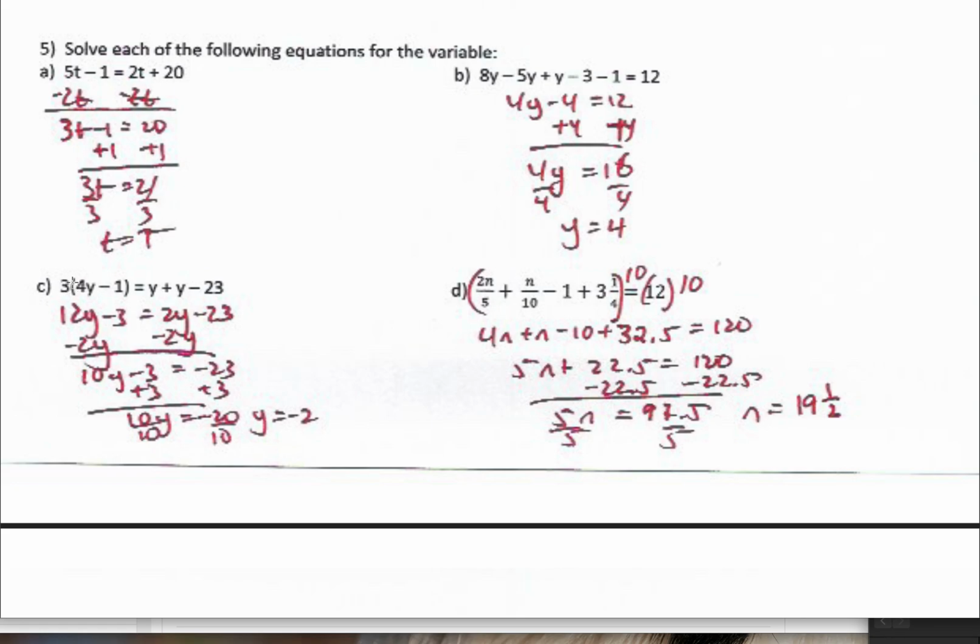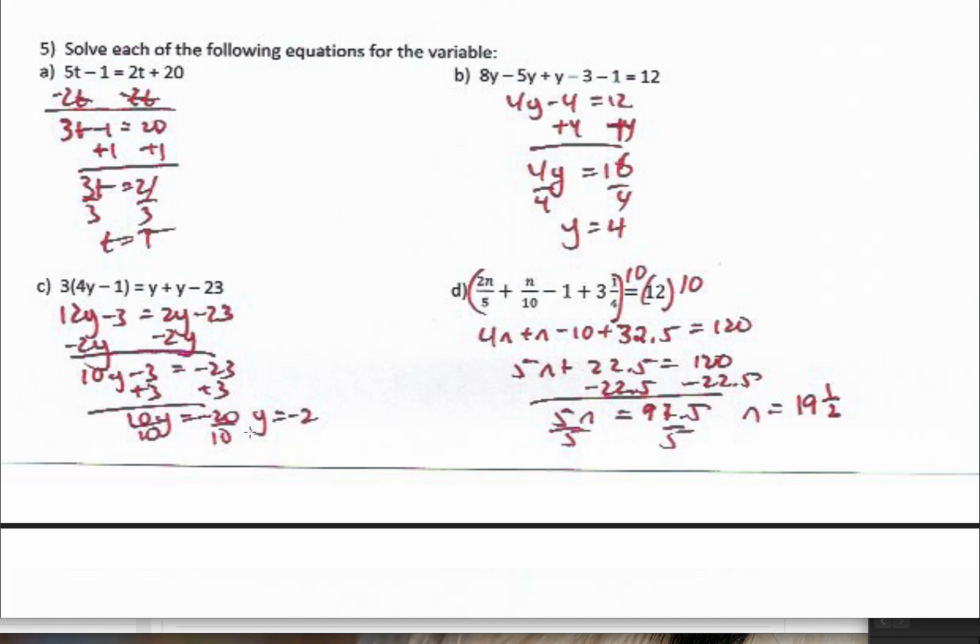Letter C. Oh, I have to distribute on this one. So I distribute the 3 to the 4y minus 1. I get 12y minus 3. And then on the other side, it's same side. I get 2y minus 23. Opposite side operation with the y's. Subtracting 2y's, I get 10y minus 3 is -23. Add 3 to both sides. 10y is -20. Dividing by 10, y is -2.